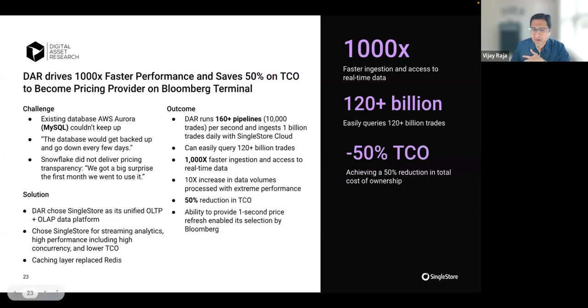I'll go through one quick story, another one called Digital Asset Research. They provide clean, objective pricing and verified volume data for about 10,000-plus digital assets, and they serve asset managers, banks, custodians, hedge funds, and venture capital firms. They serve institutions like Bloomberg, Chainlink, and FTSE Russell. So they're a pretty fast-growing fintech company is the way you want to think about them.